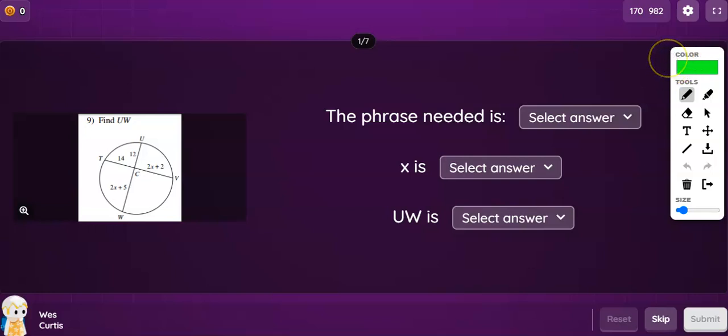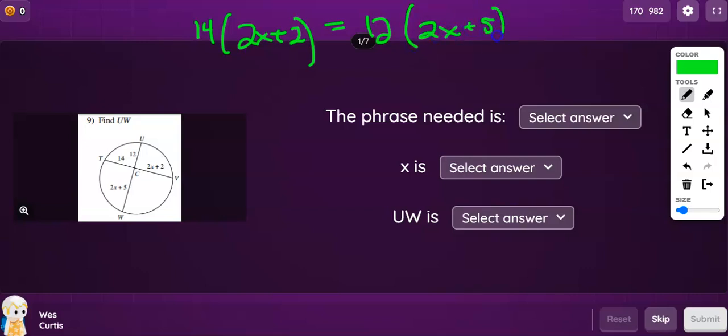Make sure you understand all the parts of this, which is why I spent time changing it from just regular multiple choice into different breakdown parts. So first of all, this is a cross multiply question. That 14 is multiplying with the 2x plus 2. That 12 is multiplying with the 2x plus 5. And the parentheses are necessary because 14 is multiplying with both parts.